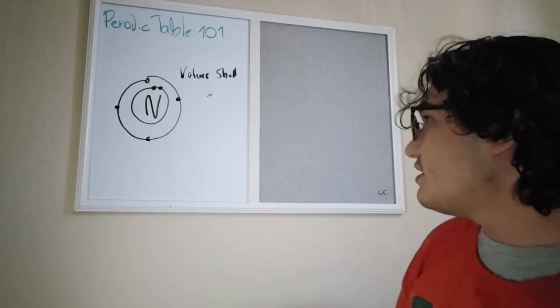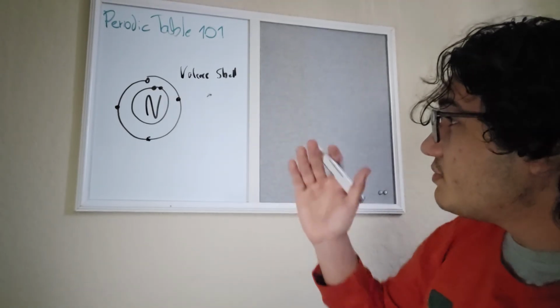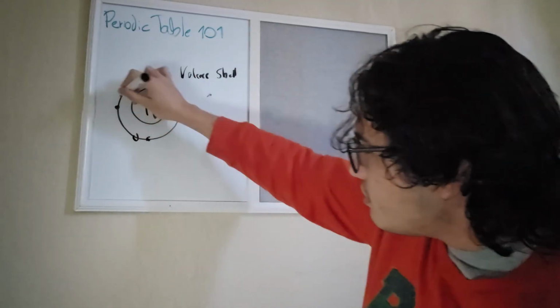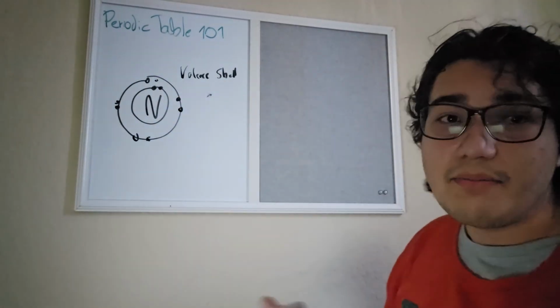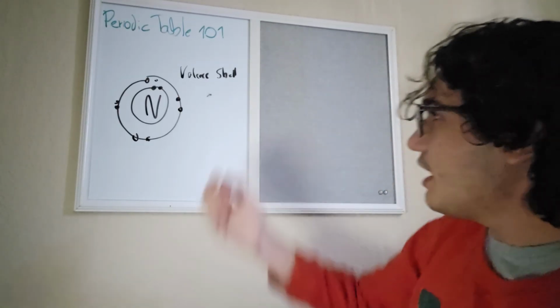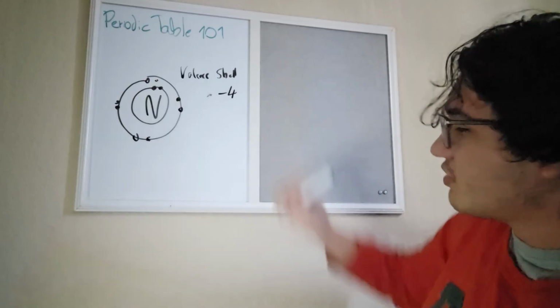So for example, let's say this nitrogen wanted to gain electrons, then it would add 1, 2, 3, 4, and bam, a full shell of electrons. And now it's happy and has a charge of -4.